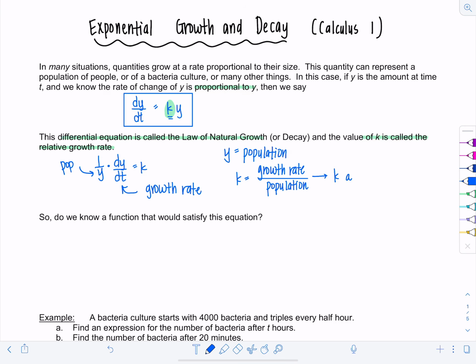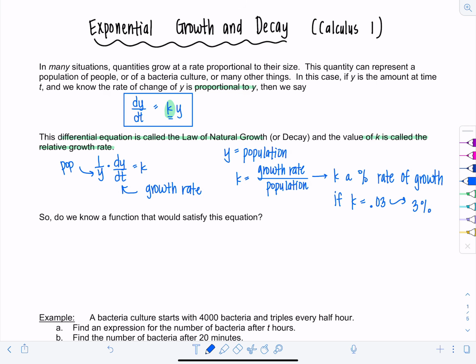So that's why we say that k is the relative growth rate. So k is a percentage rate of the growth. So for example, if k is equal to 0.03, then we have a relative growth rate of 3%. Okay, so the actual growth rate, that's dy/dt, that's the rate of change of the population with respect to time, but k takes that rate and divides by the amount that you have.